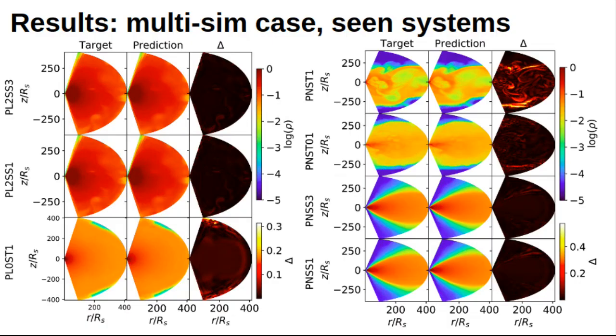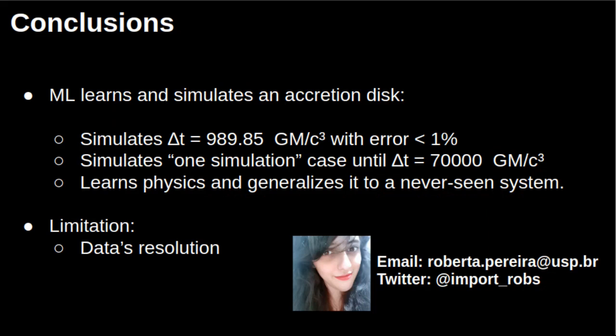Here is a quick look at all the simulations, and the model can predict all of them very well. It doesn't have any problems. And here's the conclusion. We see that machine learning, or more specifically deep learning, can learn and simulate an accretion disk. It can be used to understand black hole physics. It simulates well up to almost 1,000 gravitational times. It generalizes to a never-seen system.